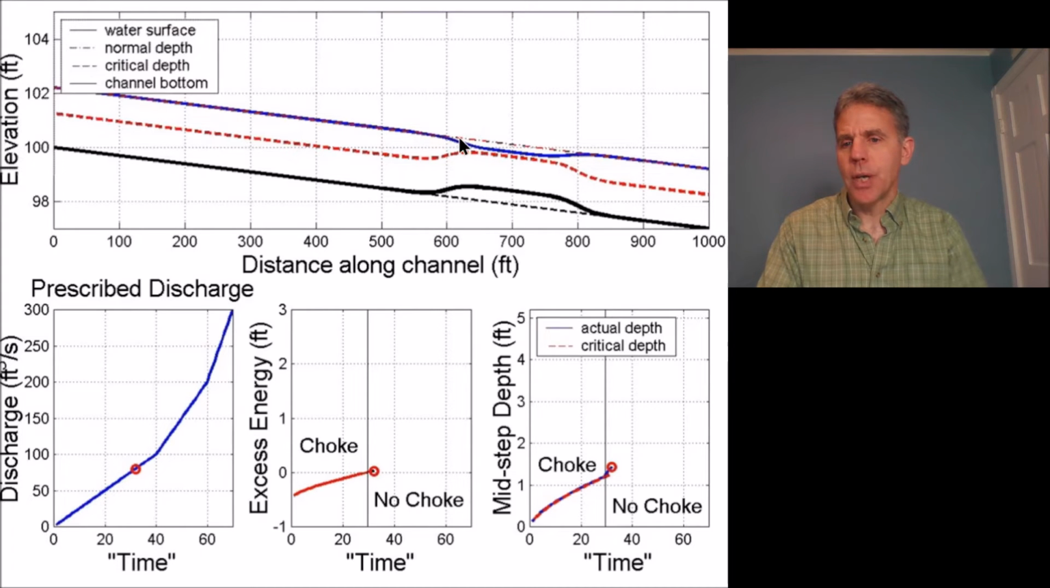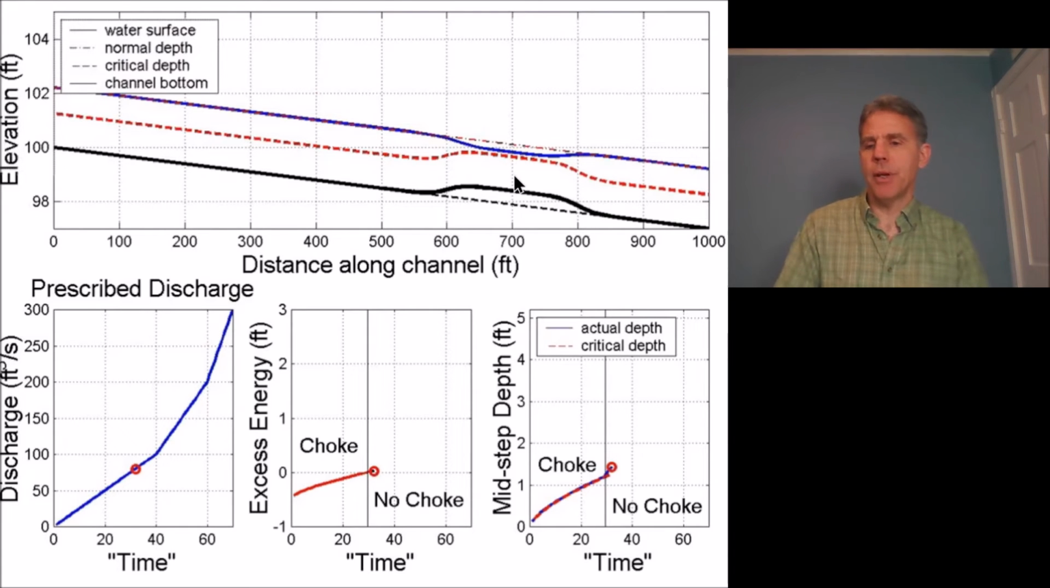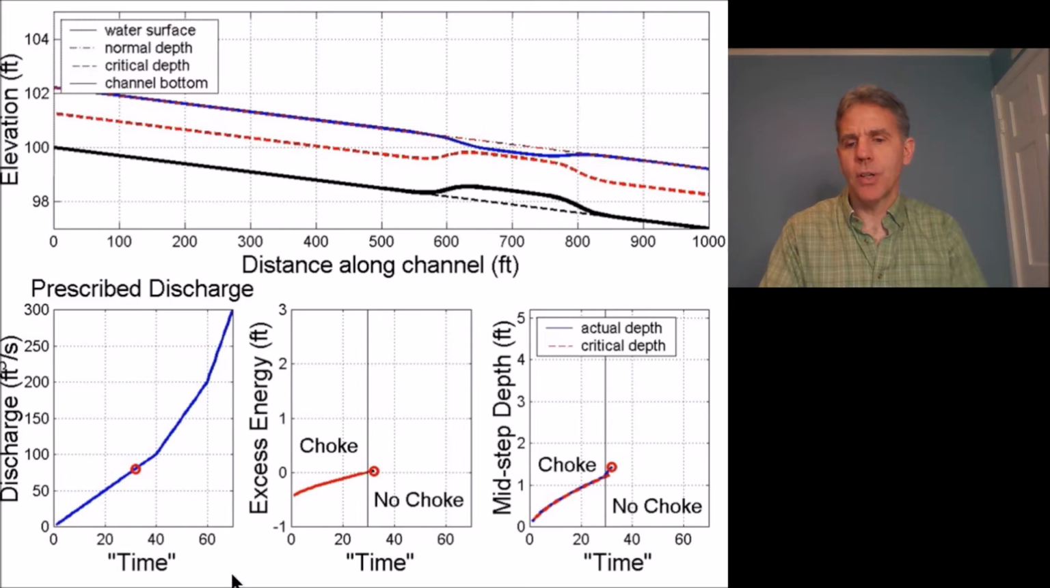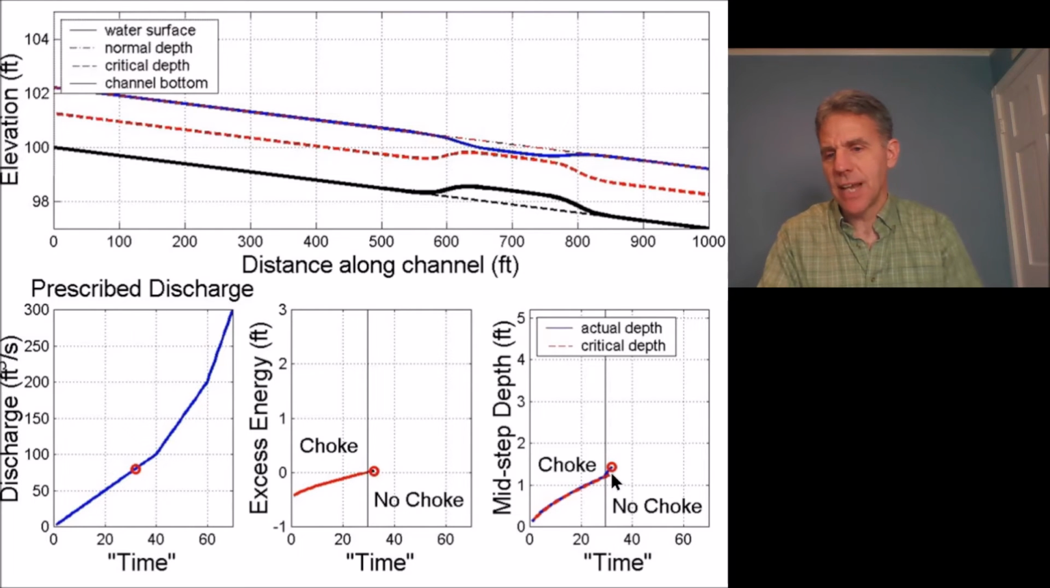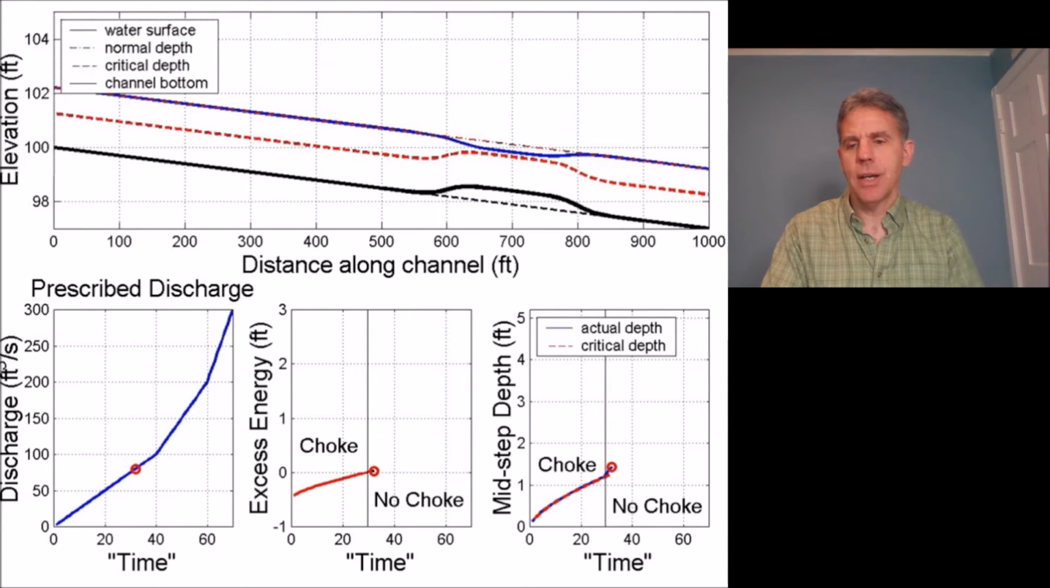The actual flow depth is greater than critical depth over the step, and therefore the choke no longer exists. We have an excess of energy. It's barely visible yet. And we're about to start seeing a bifurcation between the actual depth and critical depth at the midpoint of the step. It's actually there already, but it's hard to see because the animation was stopped so close to choke conditions.